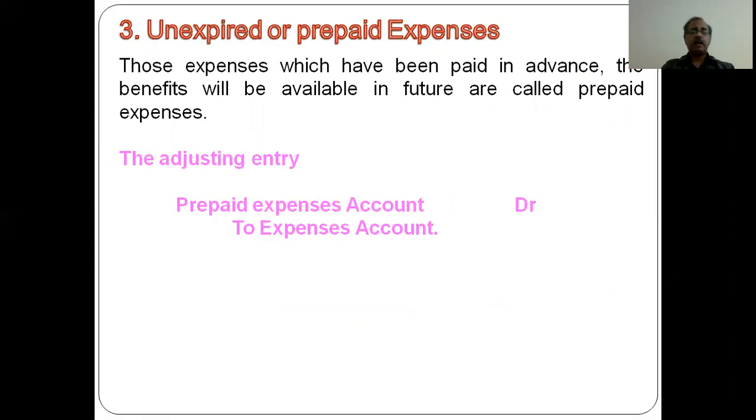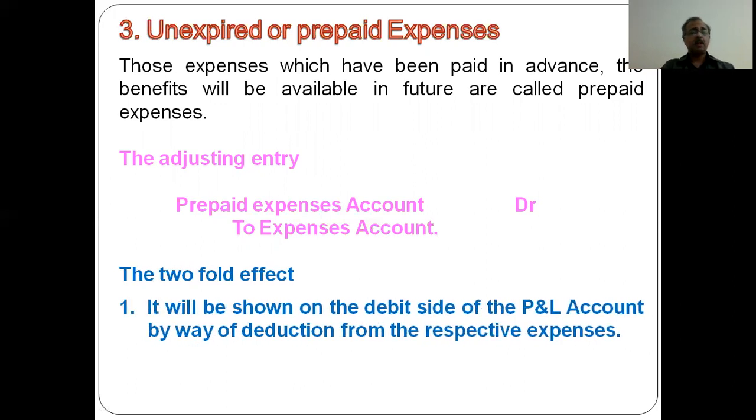So what will be the adjustment entry? The adjustment entry is prepaid expenses account debit to expenses account. So prepaid expenses will be debited and expenses account will be credited. Then what will be the twofold effect? The twofold effect is that prepaid expenses will be shown on the debit side of the income statement, either the trading account or P&L account, by way of deduction from the respective expenses.